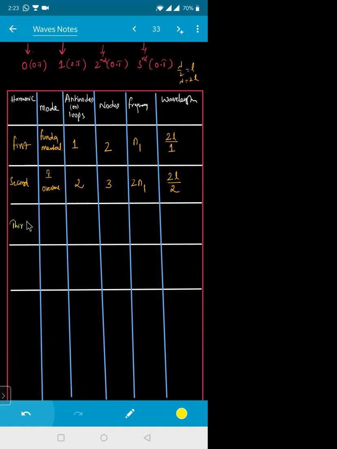Same way, the third one. The third one is also called what? Second overtone. Antinodes will be equal to how much? Can anyone tell me how many antinodes will be formed there? 3. Nodes will be 4. This one is 3 times your fundamental frequency. Wavelength will become 2L divided by 3. Okay. Like that, I can take 4th, 5th, 6th, and go on like that.